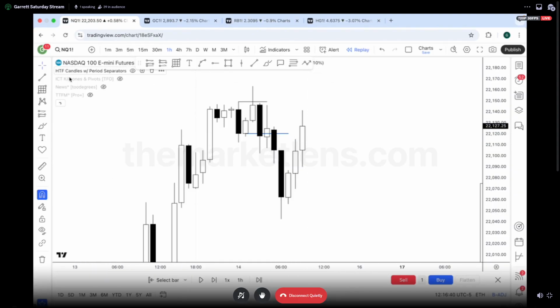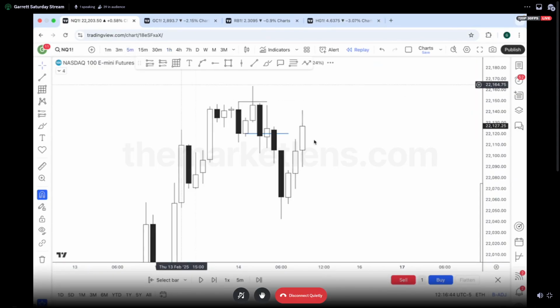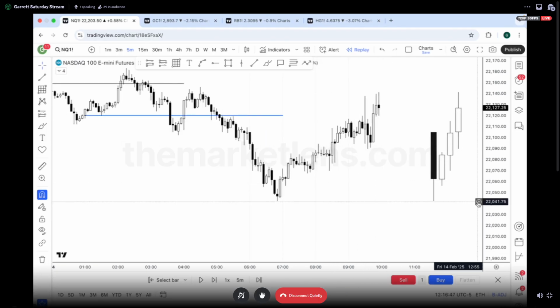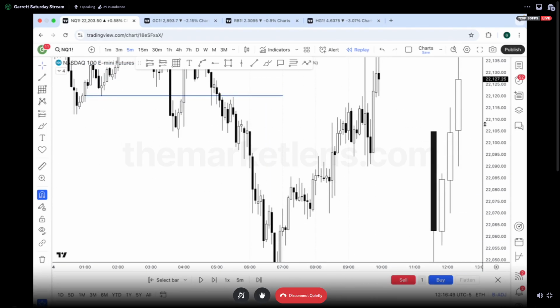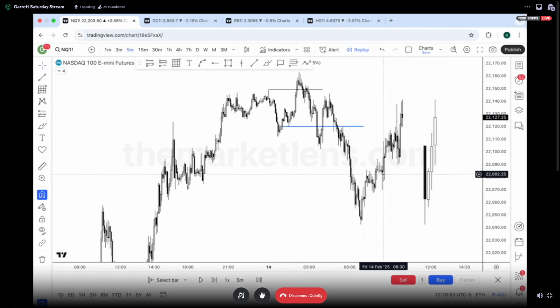Let me see if we had news. I don't remember. We did have 8:30 news as well. So what 8:30 and 9:30 do is they don't reverse lower. If we're going to be bearish, it would definitely go lower, right?